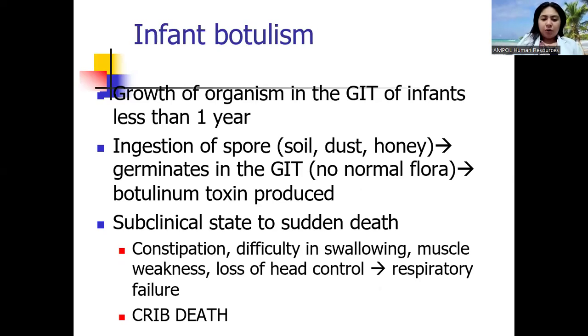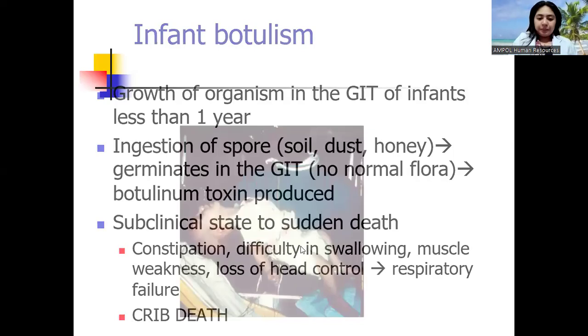Okay? And then the botulinum toxin will be produced. So subclinical state to start, sudden death, no? It will cause death among infants. So it causes constipation, difficulty in swallowing, muscle weakness, loss of head control. Okay, di ba kay wala naman siya contraction. So sige lang relax. Okay, it causes actually fluffy baby syndrome or it causes crib death.